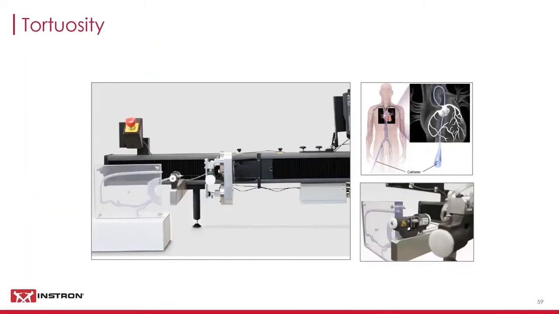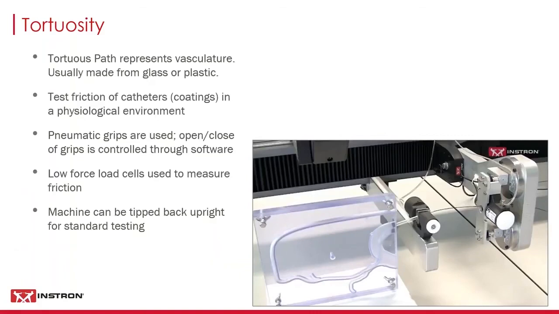Guide wires are most commonly made out of nitinol or stainless steel. Guide wire manufacturers, especially in the cardiovascular industry, are interested in quantifying the frictional forces of guide wire by simulating how a doctor, nurse, or surgeon would insert the catheter through a patient's body. This type of test is often referred to as tortuosity testing. Instron's solution for tortuosity testing uses a horizontally mounted testing system with two low force load cells to average force measurements during testing. I'll show you a video right now so you can see the system working.